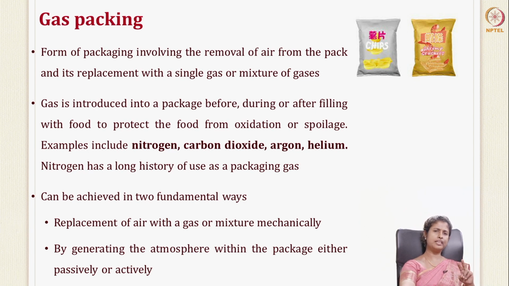So there are two things that are achieved this way. One, replacement of air with a gas or a mixture mechanically. You have a gas composition that you want to introduce in your package. You have to flush out your air and replace it with the gas of your composition. Another is by generating the atmosphere within the package, either passively or actively. You don't have to actively put in your gas and replace the air, but you will generate it actively or passively. We already studied active packaging and how different components are added to either increase or decrease the level of carbon dioxide or decrease the level of oxygen. So that is what is applied in this section.